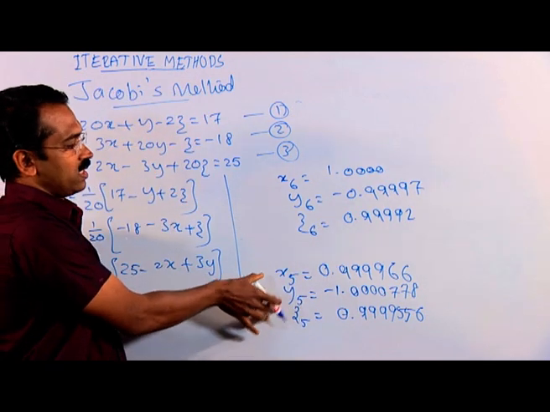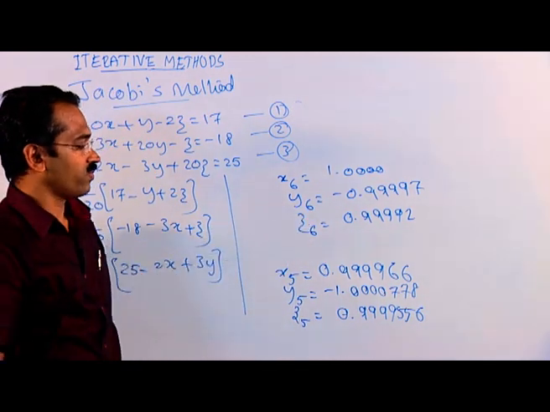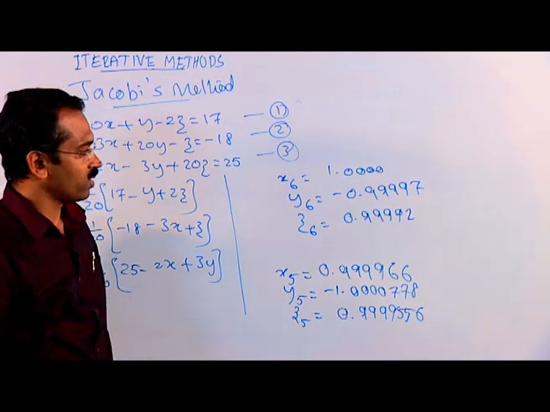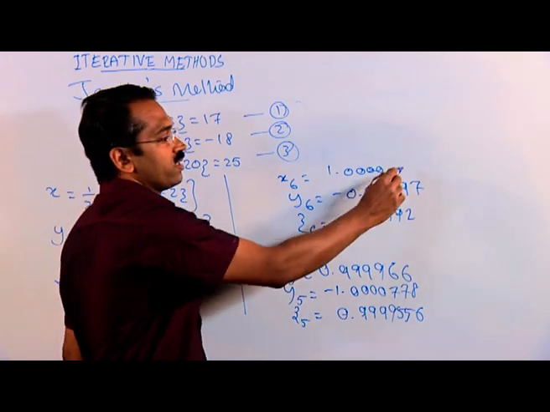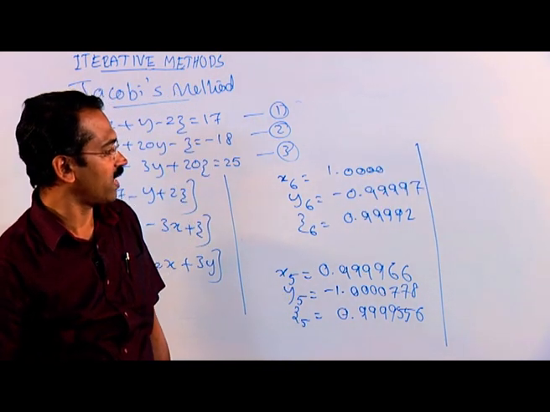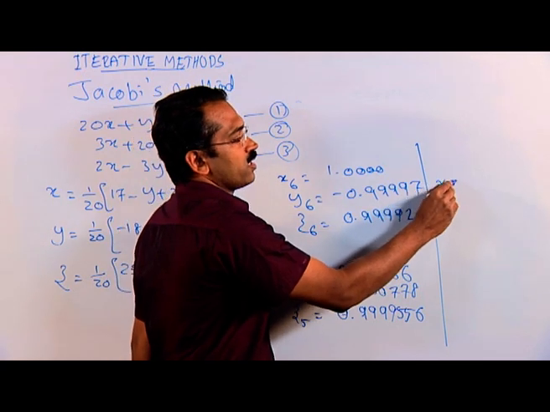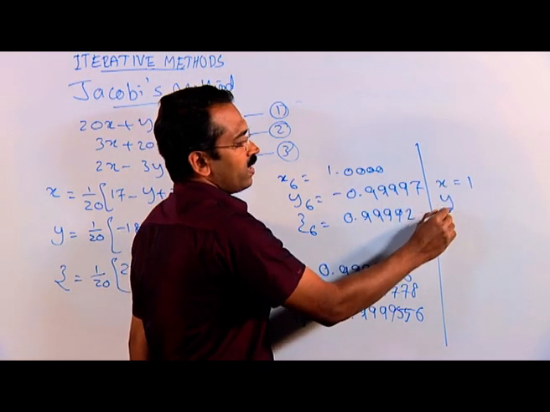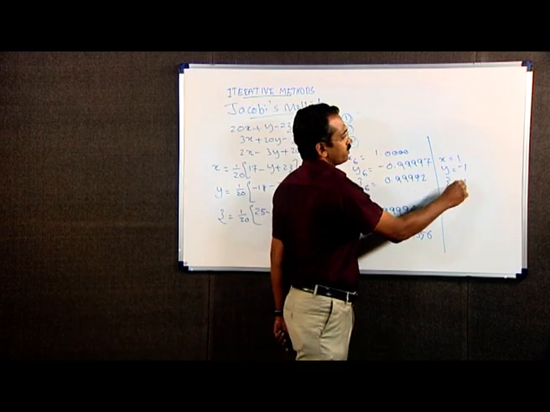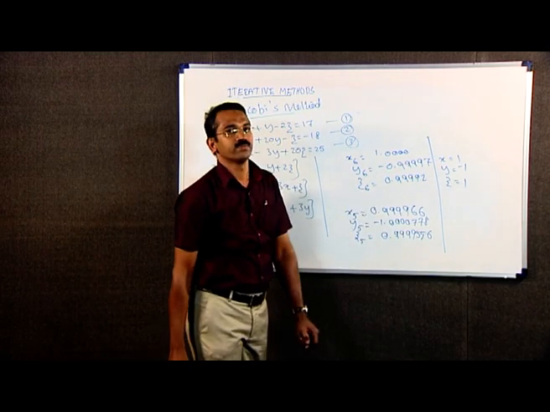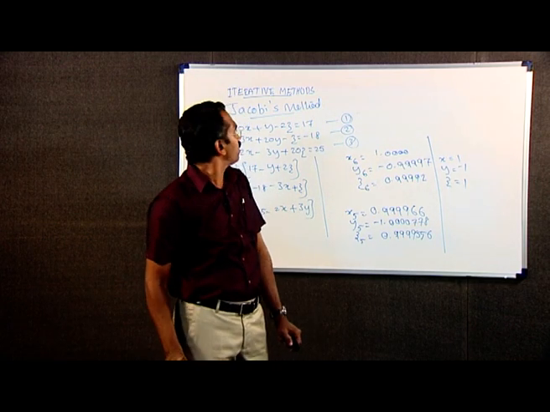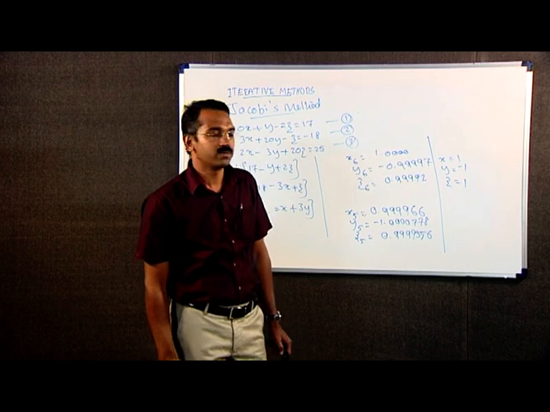In the fifth iteration and sixth iteration, the differences are very negligible. Therefore, we can take the approximate solution of the given system as x is equal to 1, y is equal to minus 1 and z is equal to 1. This is the Jacobi's method.